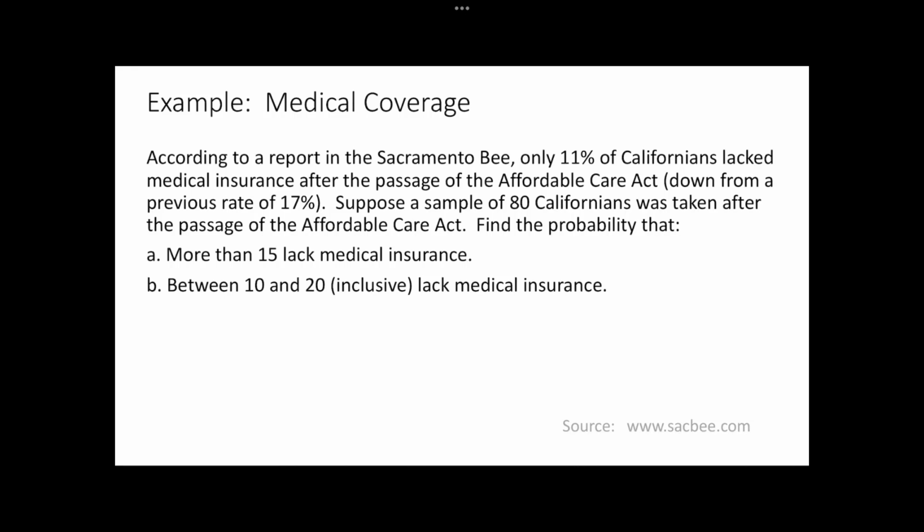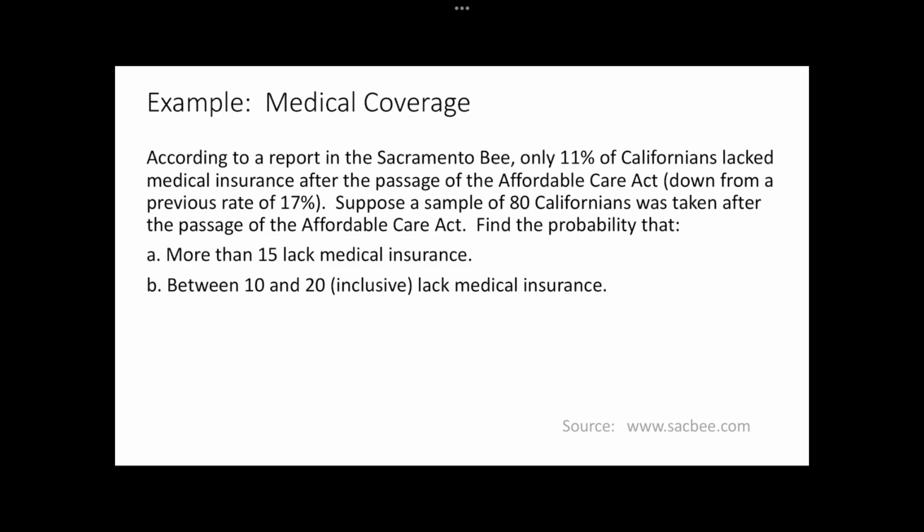Look at an example here. According to a report in the Sacramento Bee, only 11% of Californians lacked medical insurance after the passage of the Affordable Care Act, down from a previous rate of 17%. Suppose a sample of 80 Californians was taken after the passage of the Affordable Care Act.